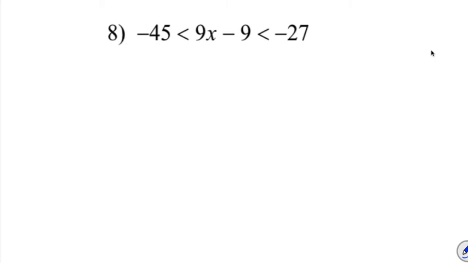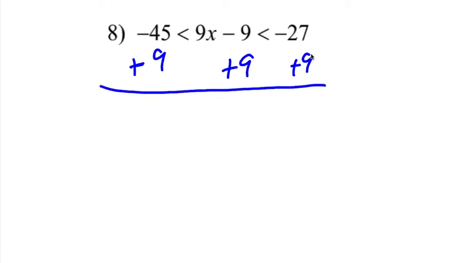So first of all, move the number with no variable, so that means adding 9. But again, I have to add it everywhere. I can't just add it to one part. I have to add it to all 3 parts. Over here, I end up with negative 36 is less than 9x is less than negative 18.